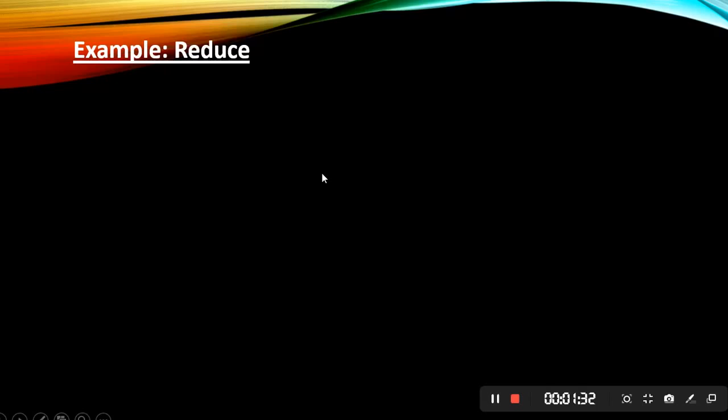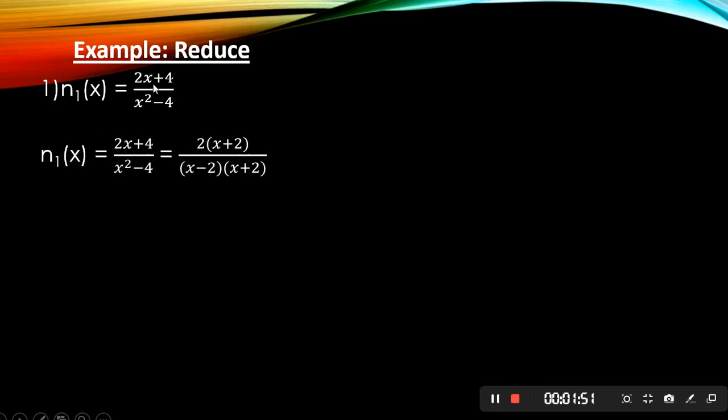Now open your booklet, page 41. Example, reduce. Reduce means simplify. Number 1, n1 of x equals 2x plus 4 over x power 2 minus 4. I have 3 steps. Step number 1, factorize up and down. 2x plus 4, I have 2 as a common factor, the highest common factor, take it out. Then open bracket, x plus 2. Down, x power 2 minus 4 factorized to be x minus 2 times x plus 2.